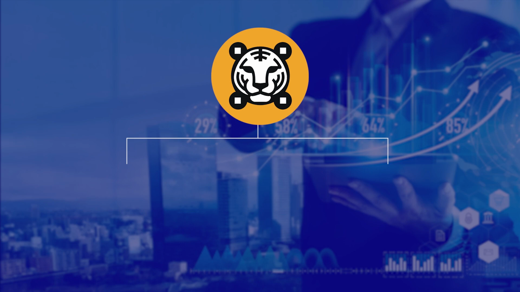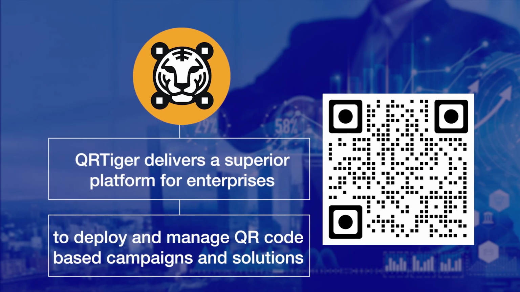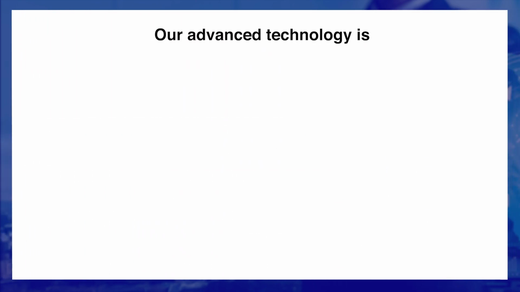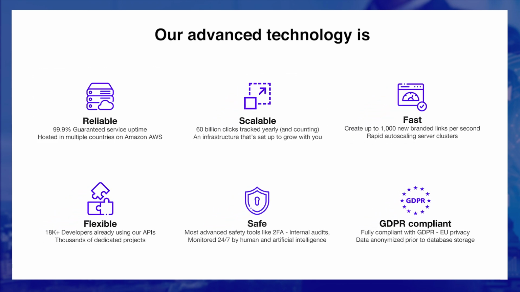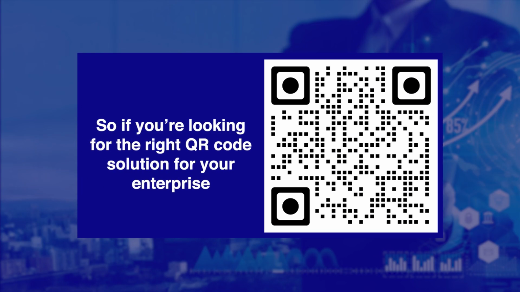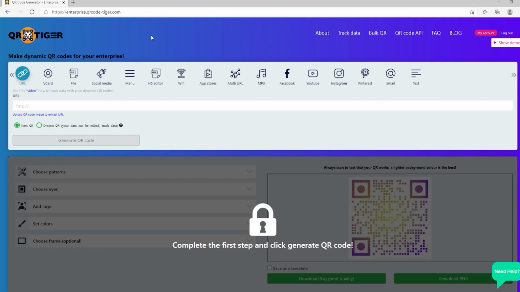QRTiger delivers a superior platform for enterprises to deploy and manage QR code-based campaigns and solutions. Our advanced technology is reliable, scalable, fast, flexible, safe, and GDPR compliant. So if you're looking for the right QR code solution for your enterprise, you are in the right place. Let's look at how the QRTiger platform works.